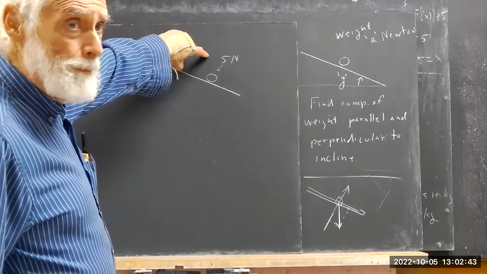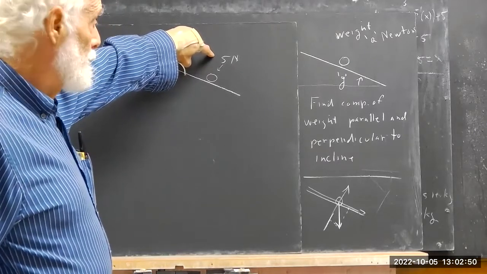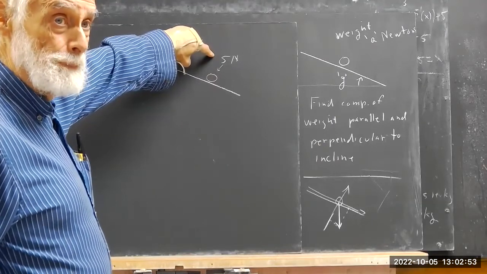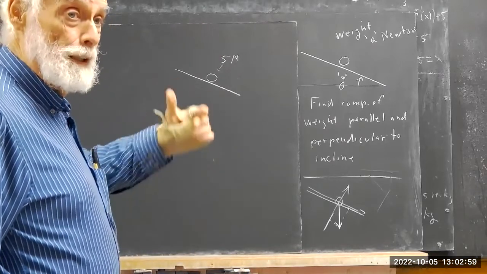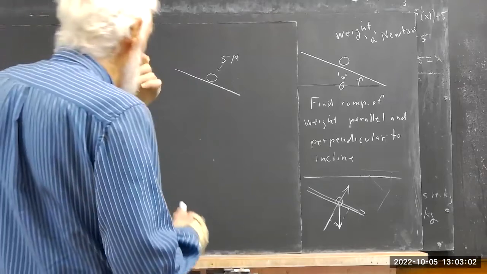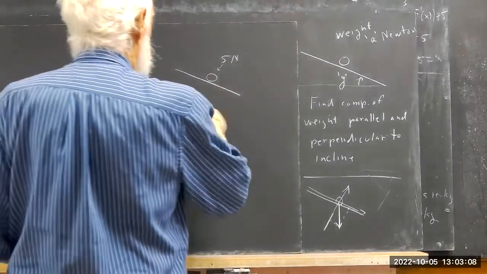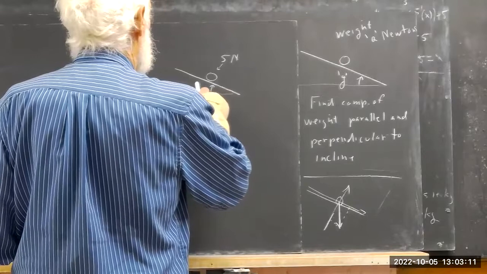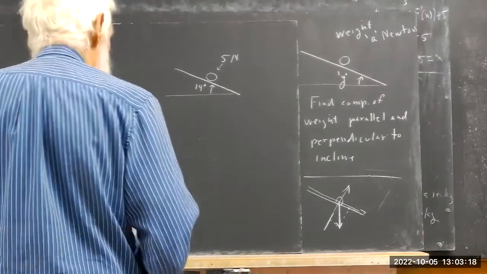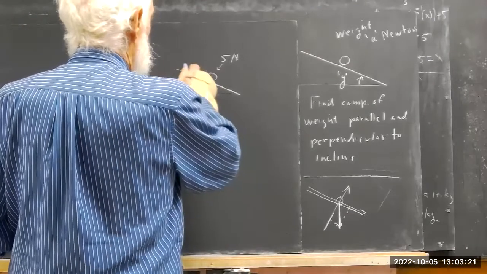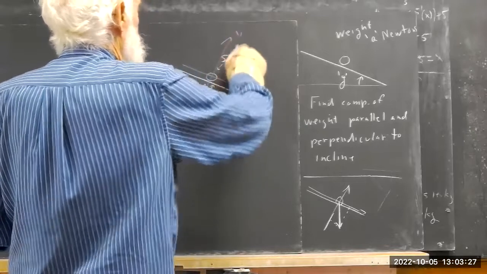Okay, so here we have a 5 Newton force, and the question doesn't require the mass, although if you just divide the weight by the acceleration of gravity, you can get the mass if you really want to. There's no reason to. Let's say this is at 14 degrees. We set up our X and Y axes, and everybody's setting those up correctly.